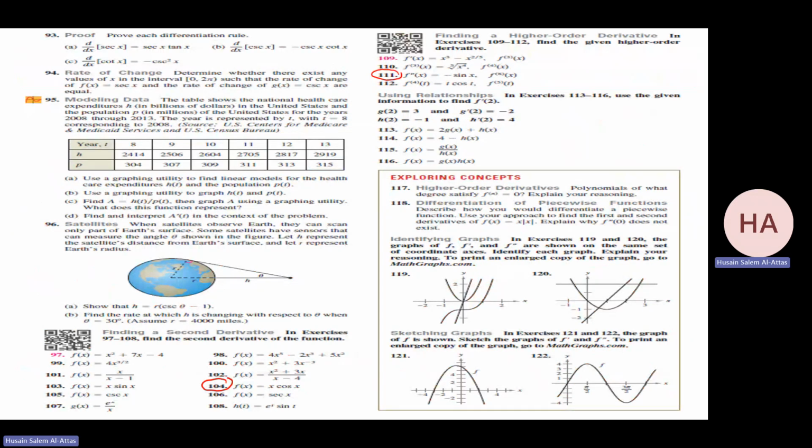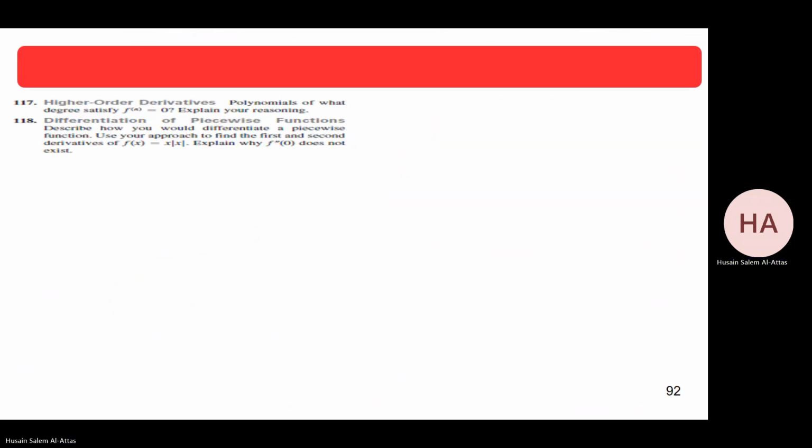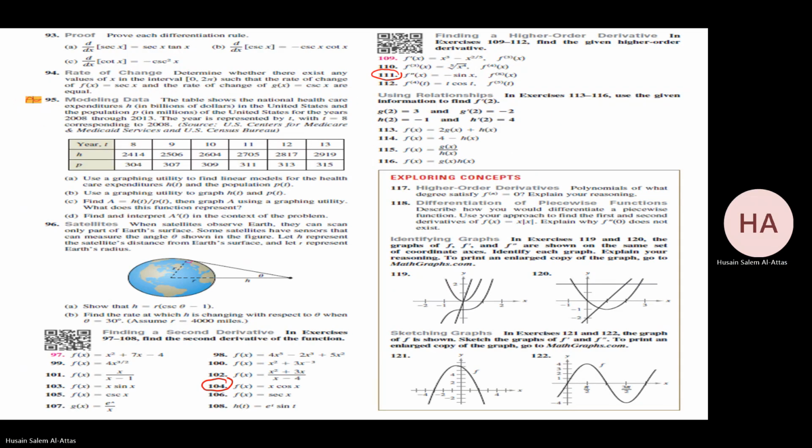Okay, now we have these problems, but I will not do all. I'll do some of them. This is just a proof. They'll do the second derivative: first find the first, then find the second. This is higher order derivatives problems. It's just a relationship using g and f and h. And yeah, this is what I will do.